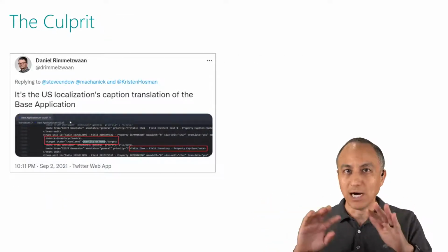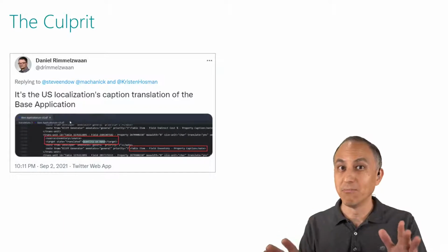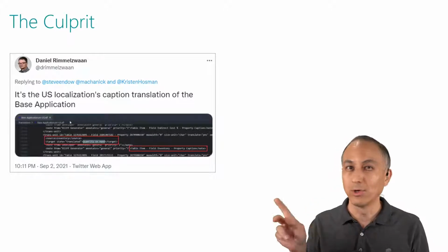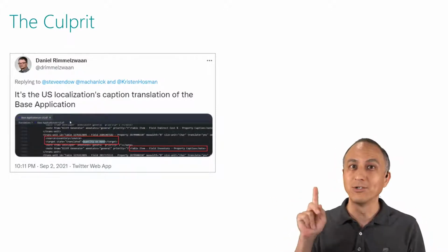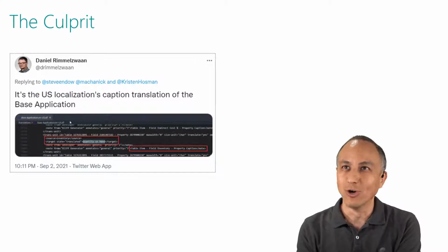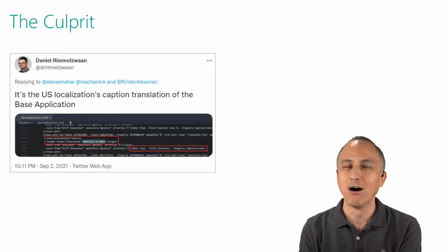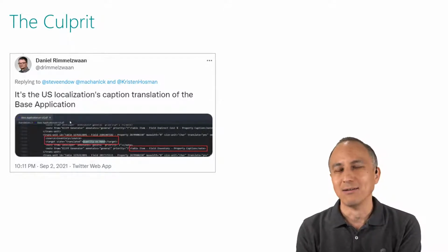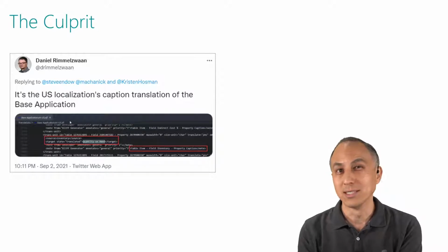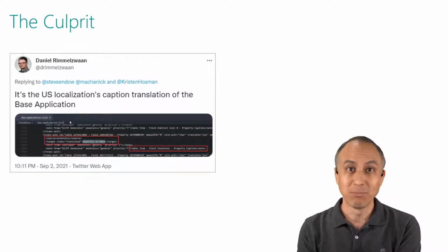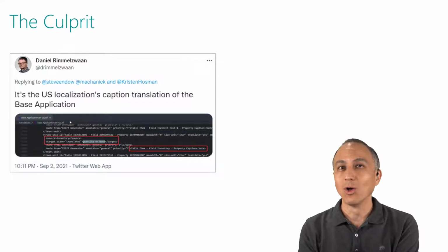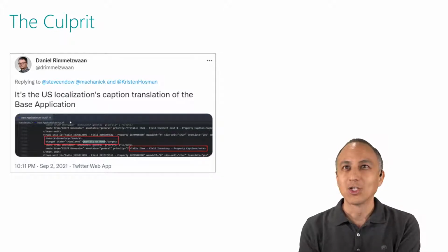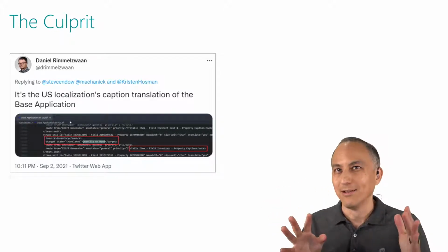Now I'll show you, my Twitter timeline is a bit of a mess. It's kind of crazy, but the first one that I saw scrolling through at 6:30 this morning was Daniel's reply. It's the U.S. localization's caption translation of the base application. And I read this and I thought, okay, 1, like 6:30 brain, what does this mean? 2, the light bulb went off. 3, you have got to be kidding me. Like, what? So I got it.